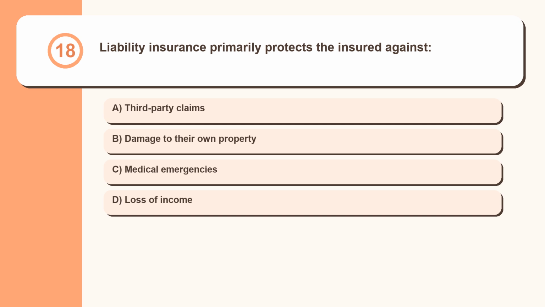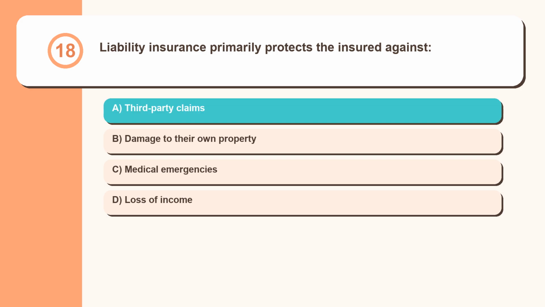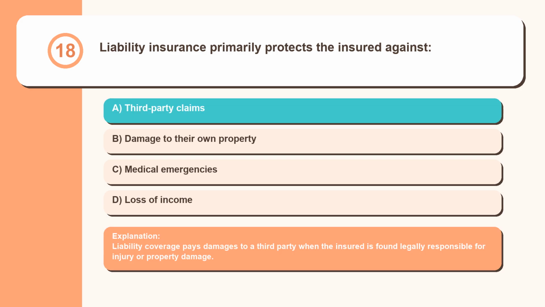Question 18. Liability insurance primarily protects the insured against third-party claims, damage to their own property, medical emergencies, loss of income. Liability coverage pays damages to a third party when the insured is found legally responsible for injury or property damage.